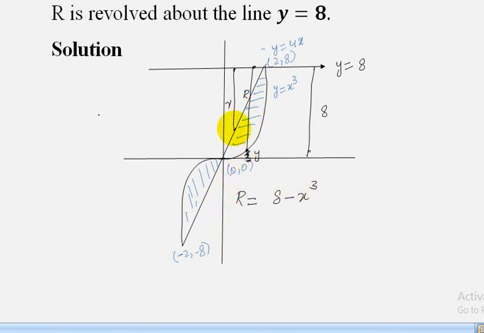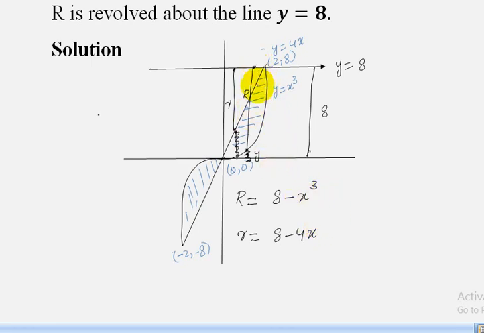Similarly, small r is the distance between axis of revolution and inner curve. In this case, small r is equal to this whole length, which is 8 units, minus this length, and this distance is basically value of y on this curve. So we can write inner radius r is equal to 8 minus 4x.